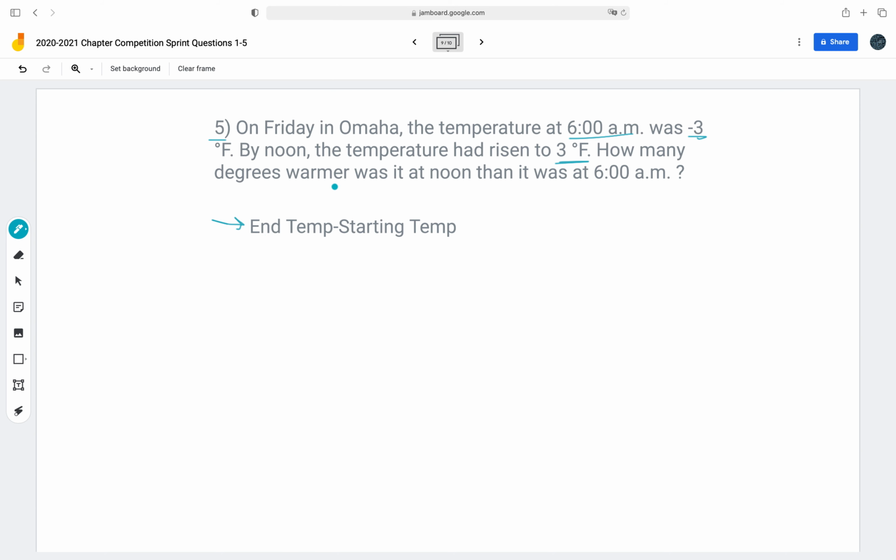The end temperature, as you can see at noon, because noon is after 6 a.m., was 3. Minus, what was the starting temperature? -3. As you might know, if you're subtracting a negative, that's the same thing as adding a positive. So we have 3 plus 3, which equals 6 degrees Fahrenheit. And that is my final answer.